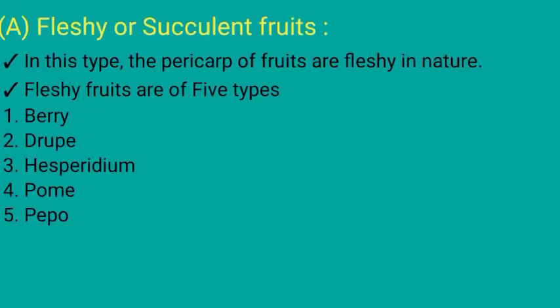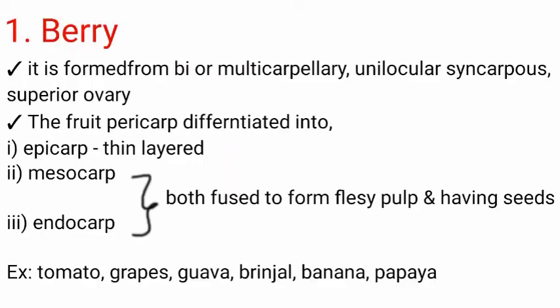Fleshy or succulent fruits. The fruits which contain fleshy pericarps are called fleshy or succulent fruits. Fleshy fruits are of five types, such as number 1, berry; number 2, drupe; number 3, hesperidium; number 4, pome; number 5, pepo. Fleshy fruits. In that, the very first one is berry.